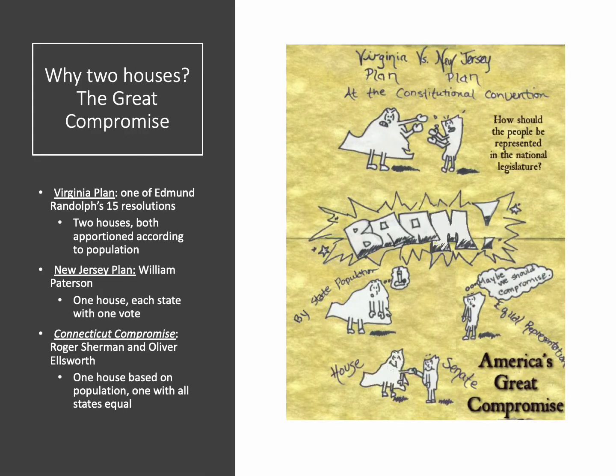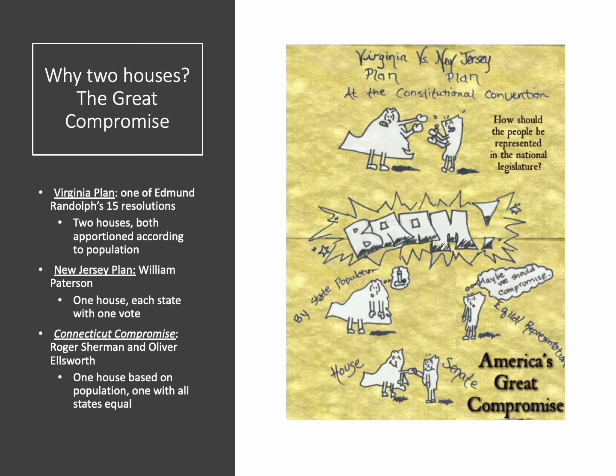Now, why did we end up like this? Well, originally at the convention, there was a Virginia plan and a New Jersey plan. The Virginia plan was to have two houses, but both of them would have been apportioned according to population. In other words, the higher population a state had, the more seats it would have. But that would have been in both houses. The New Jersey plan said, no, we just have one house, and each state will have one vote. One legislative house. Well, the compromise is what we have. The Connecticut Compromise: one house based on population, one house where all the states are equal. And so that's what we have.